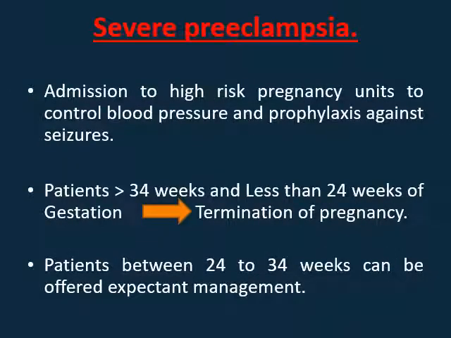The rationale of management of cases of severe preeclampsia is to control and terminate pregnancy at the 34th week. No expectant management or conservatism after the 34th week because severe preeclampsia is associated with fetal lung maturity. Cases of severe preeclampsia must be admitted to the high-risk pregnancy unit and controlled by hypotensives and magnesium sulfate.